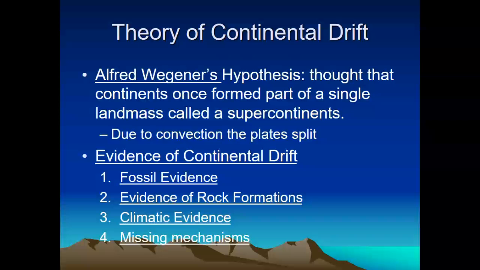Now, I'm a firm believer that with technology, we have satellite images and everything, so we can actually measure the distance of how they are moving currently, as opposed to previously when Alfred Wegener was proposing this idea. They didn't have that technology. So they had to rely on these four pieces of evidence that we're going to discuss: fossil evidence, evidence of rock formation, climatic evidence, and missing mechanisms.